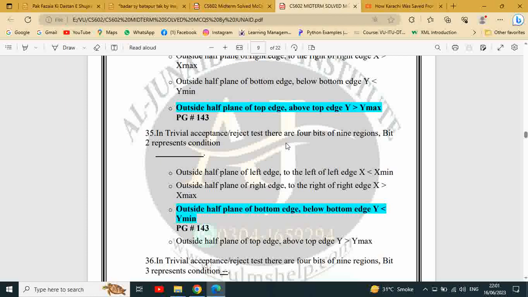In trivial acceptance reject test, there are 4 bits of 9 regions. Bit 2 represents condition outside half plane of bottom edge, below bottom edge, y is less than y min.